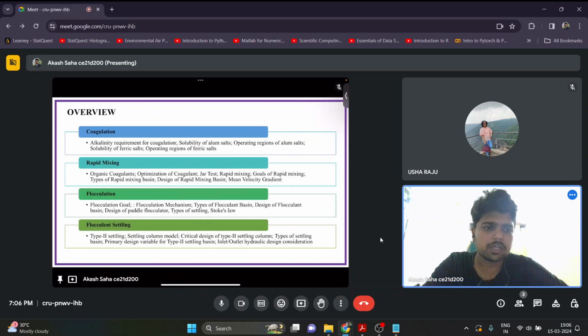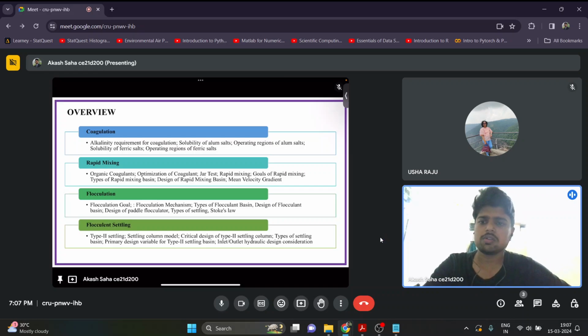So we will quickly see the contents of this week 8. We started with coagulation. Actually, we are in the ending stage of coagulation, where we learnt about the alkalinity requirements and different types of alum salts, their operating regions, and some more about the ferric salts and their operating region. And then we moved into the rapid mixing, followed by the coagulation, where we learnt about various organic coagulants, the jar test, how the test is done, how to find the optimum dose and optimum pH for the coagulant, the types of rapid mixing basin design, and the mean velocity gradient.